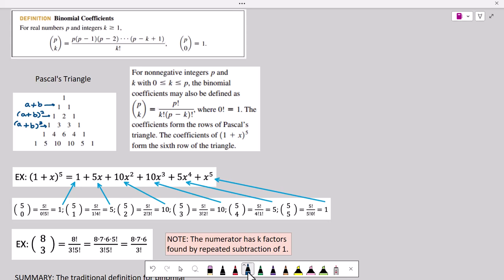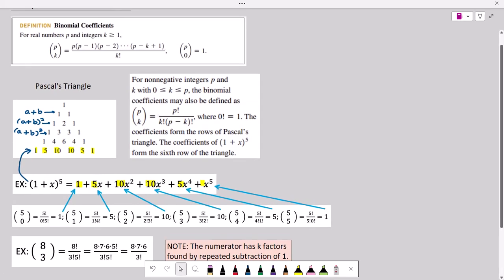Okay, so if we look at this row right here, this row is going to lead us to the coefficients. Right, this is going to match right there. So those are going to be the coefficients. Now, here's the part that's going to be new. If you've taken stats, you've already learned about binomial coefficients. If you haven't taken stats, then this might be really new.